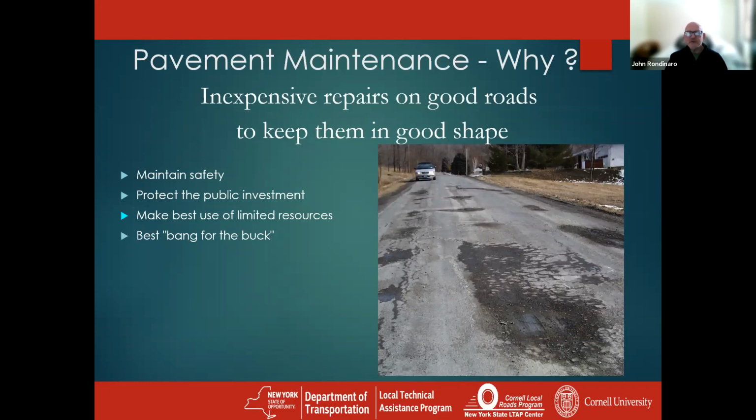Well, those maintenance treatments are our inexpensive repairs on good roads to keep them in good shape. We don't want them looking like that picture in the slide. We're doing that to maintain safety first and foremost, but we're also doing it to protect the public's investment. You put those two items together, and that's making the best use of your limited resources and giving you the best bang for the buck.